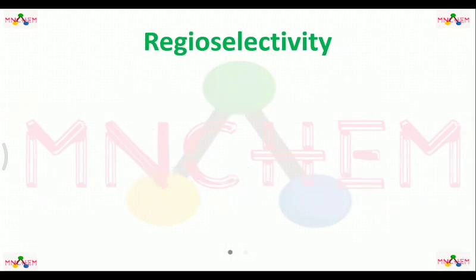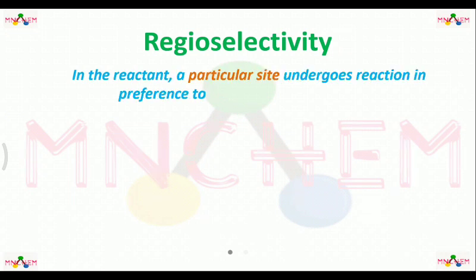Next type of selectivity we are going to discuss is regioselectivity. What is regioselectivity? In the reactant, a particular site undergoes reaction in preference to similar other sites present. When we ask the question, here the reaction takes place, that poses the problem of regioselectivity.